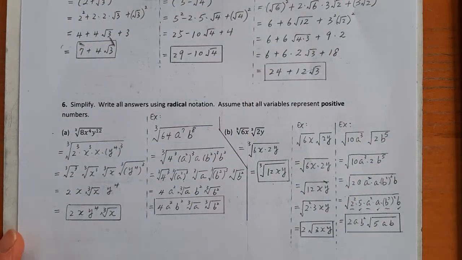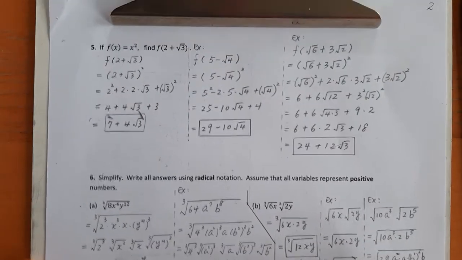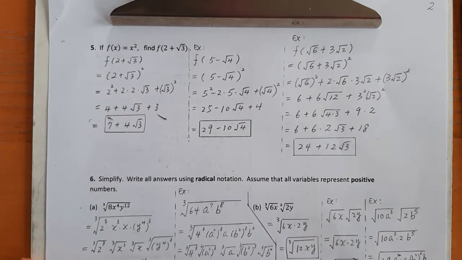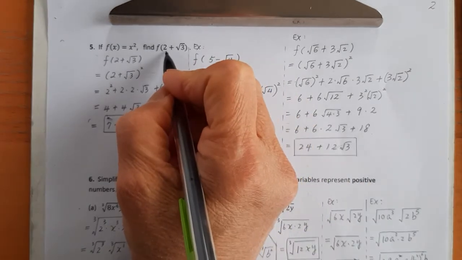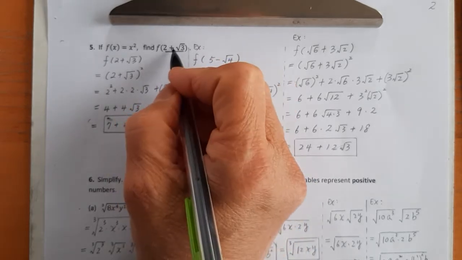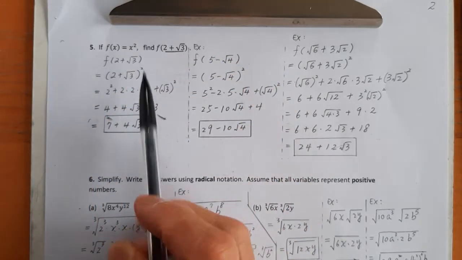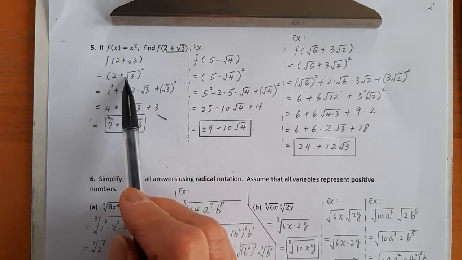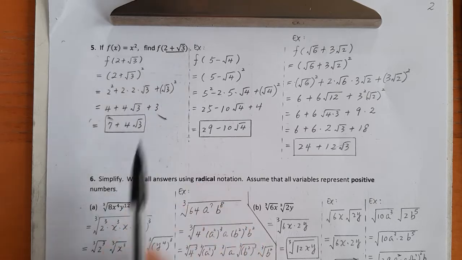Given a function f of x equals x squared, find the function value if x is 2 plus square root of 3. So we put 2 plus square root of 3 into this x. This gives us 2 plus square root of 3, quantity squared.